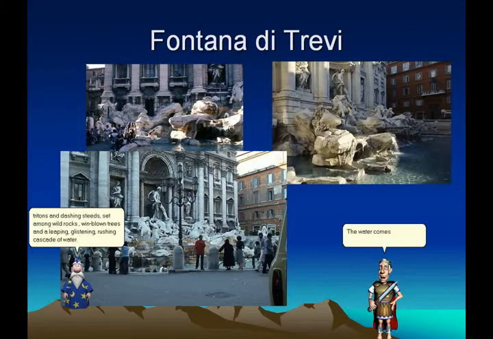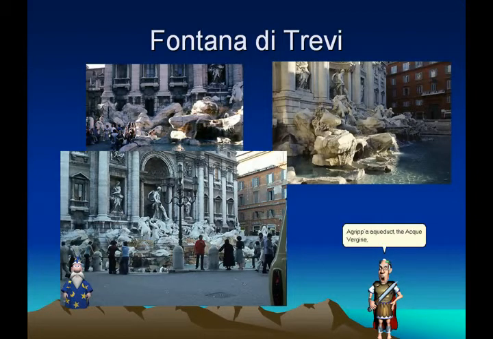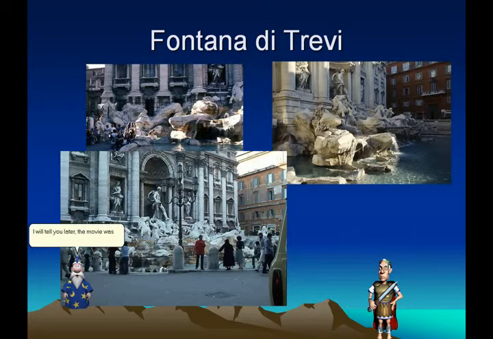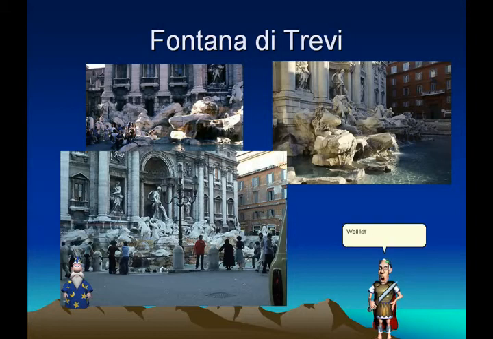The water comes from Agrippa's Aqueduct, the Aqua Virgo, built in 19 BC. This present fountain was started in 1732. It was completed in 1762. It was made famous by something called a movie. What is a movie? I will tell you later. The movie was called Three Coins in the Fountain. Well, let us go see something else.